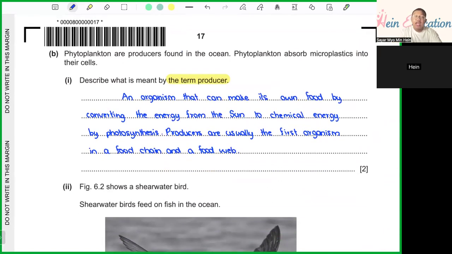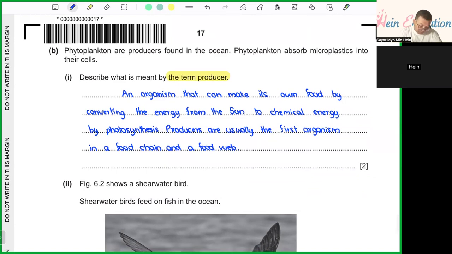And then you have to define the term producer. So the producer is an organism that can make its own food by converting the energy from the sun, or converting light energy to chemical energy, which is in the form of glucose or carbohydrates, by photosynthesis. And usually producers are the first organisms in a food chain or a food web.